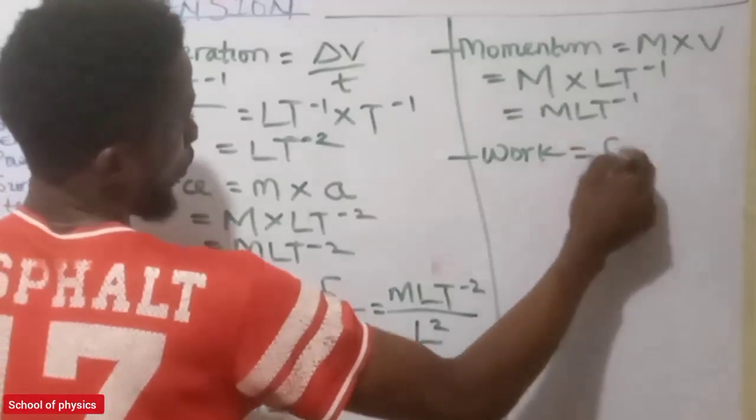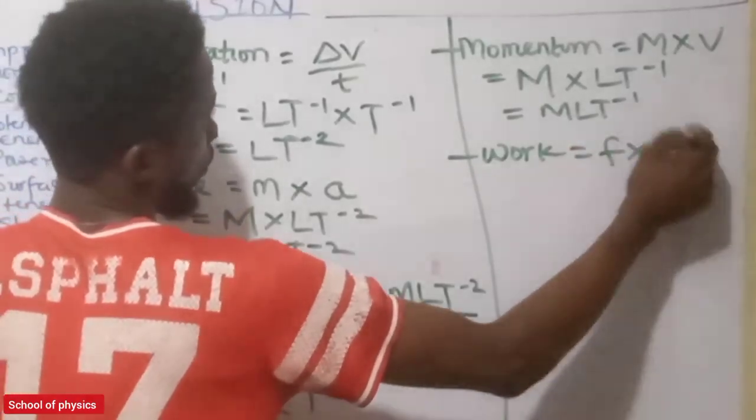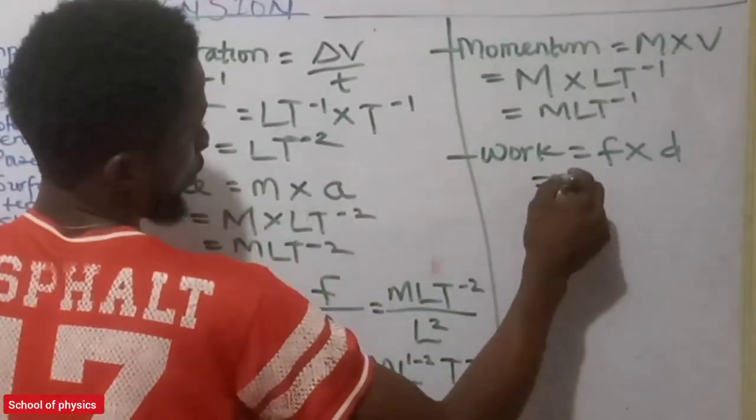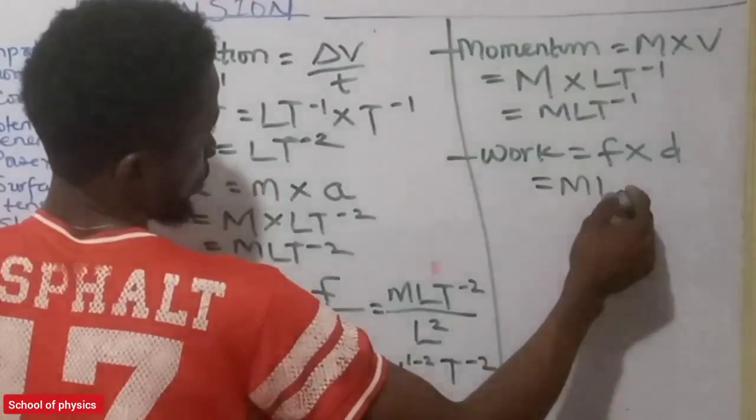So next on our list is work. Work is force times distance. You can represent it as d or s. So you can choose to change your d as s.